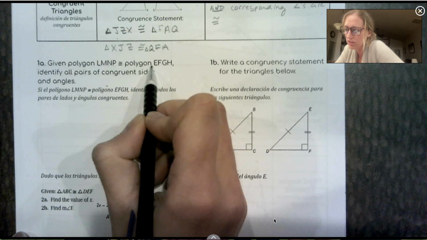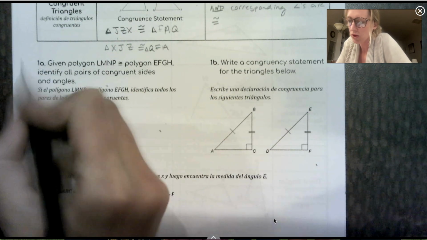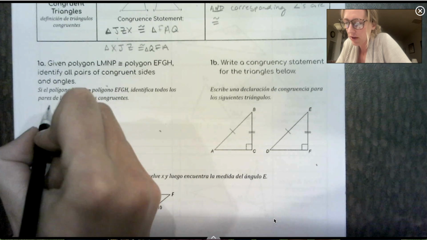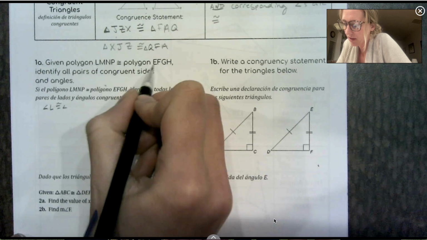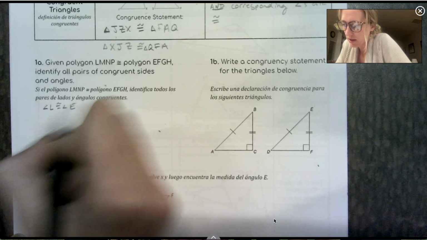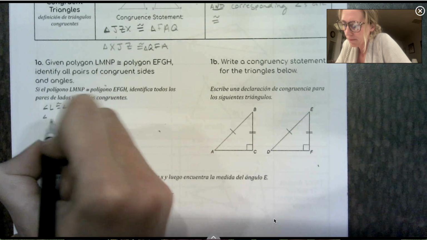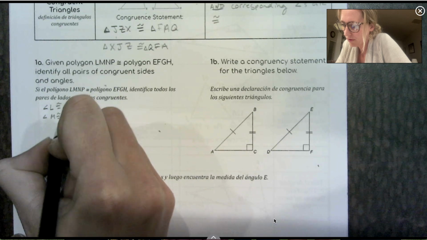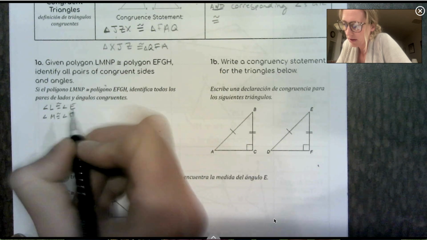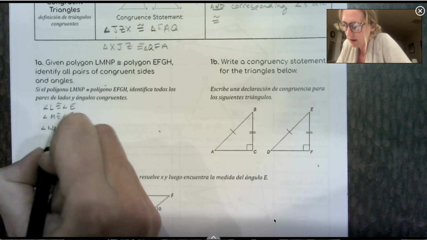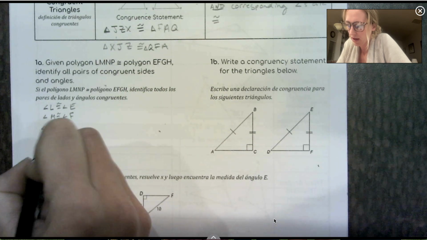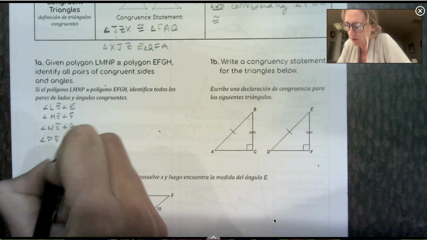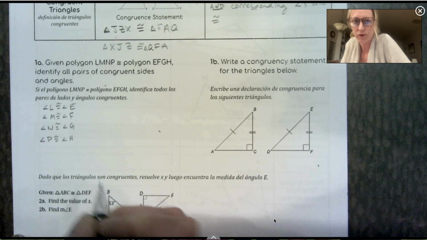So if L is first and E is first, we would say that angle L then has to be congruent to angle E. Angle M is congruent to angle F. Angle N is congruent to angle G. Angle P is congruent to angle H. So that's all the angles, now all the sides.